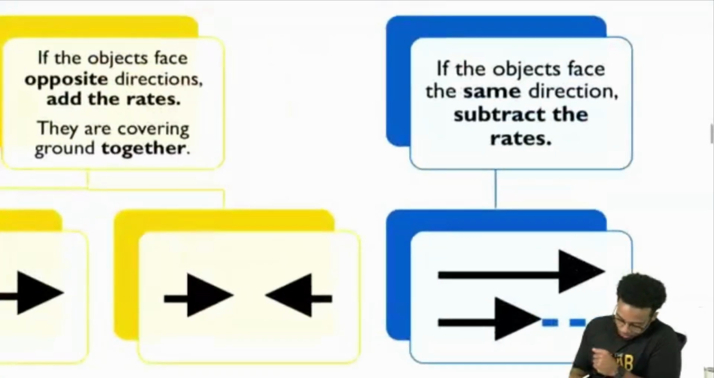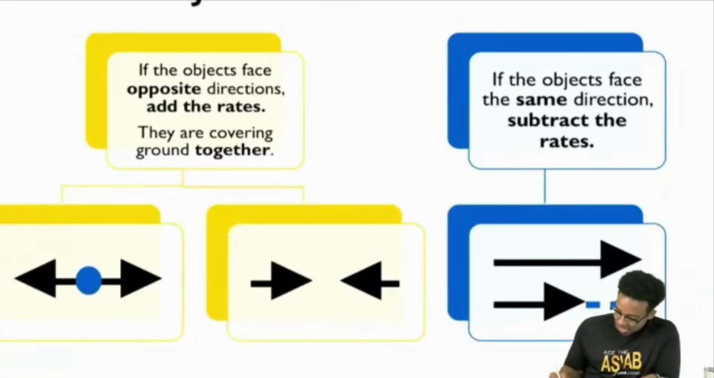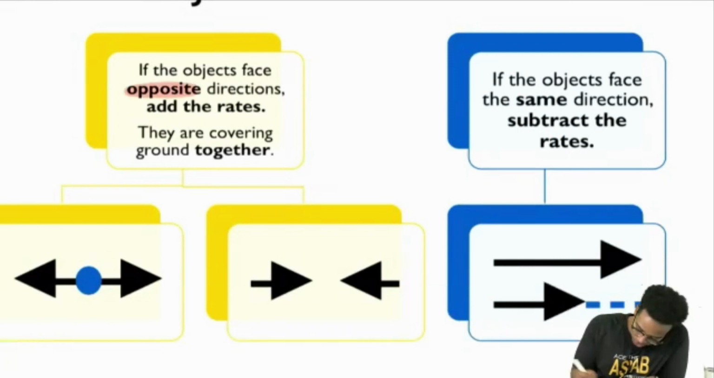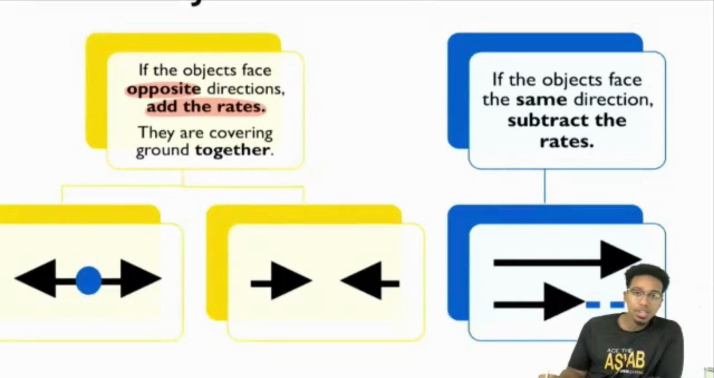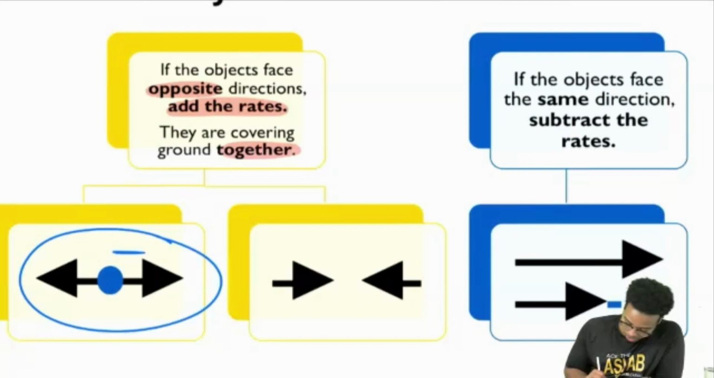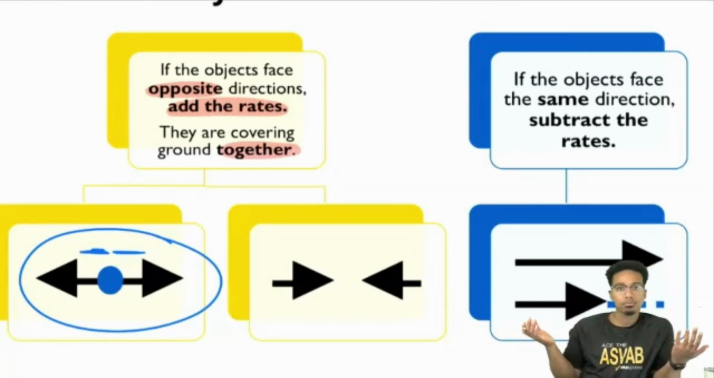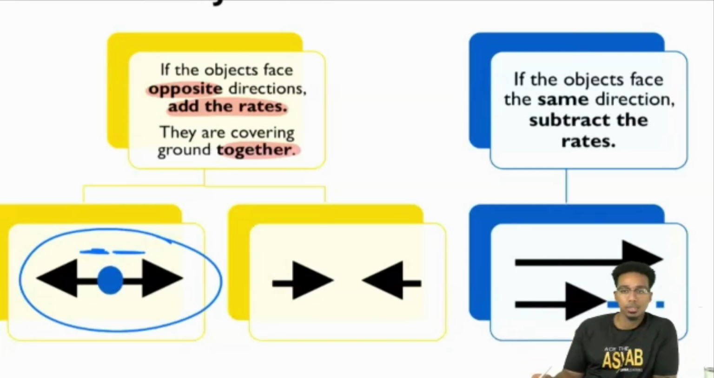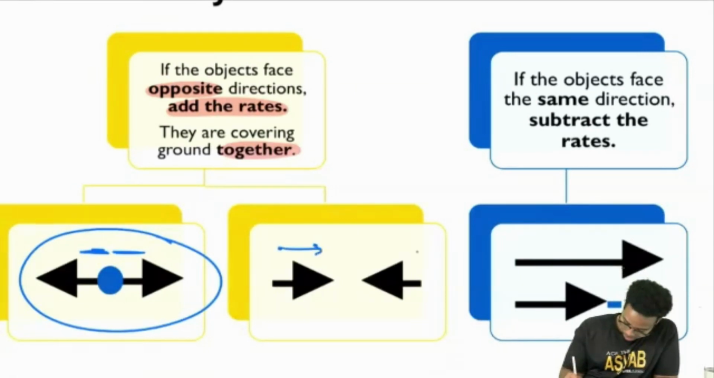So here we go. If the objects face opposite directions, you will add the rates. And the reason is because they are covering ground together. If the objects are basically looking away from each other, like right here, the distance covered this way and the distance covered that way are different. So you're basically adding those distances together, this way and this way. Same thing if you're going toward each other. From here to here and here to here, they still have not covered the same ground.